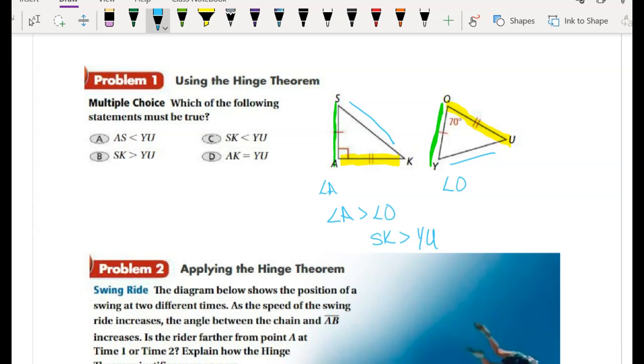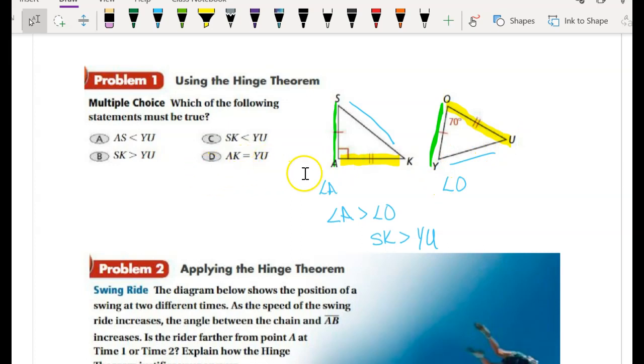AS is less than YU. Well, we can't draw any conclusions about that. We can only draw conclusions about the side opposite of the included angle. Now let's look at SK. SK is less than YU. Well, that's not true because we just figured out that YU is the smaller one.